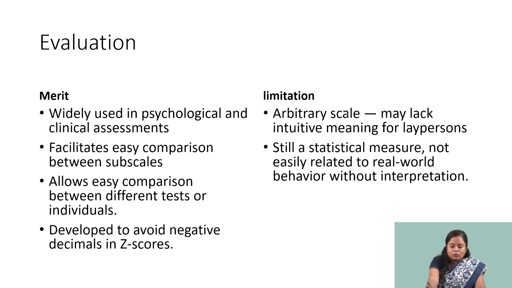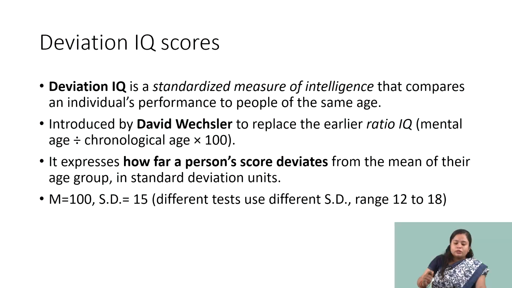But the limitations are that the T-score is an arbitrary scale. It lacks intuitive meaning for a simple person. It still requires a statistical technique and is not easily related to real world behavior without any interpretation. So now the deviation IQ: it is a standardized measure of intelligence.